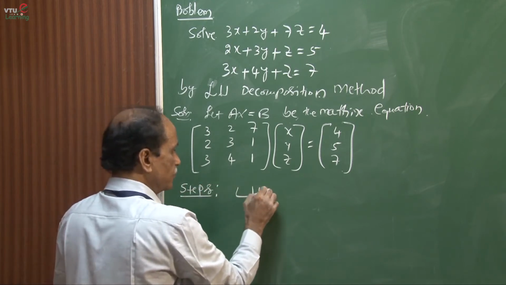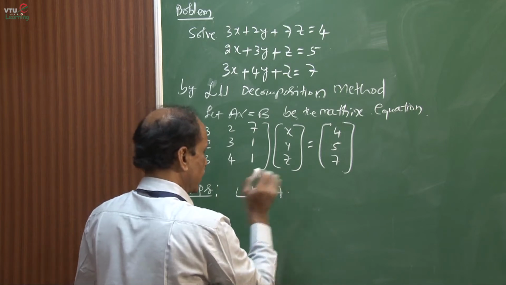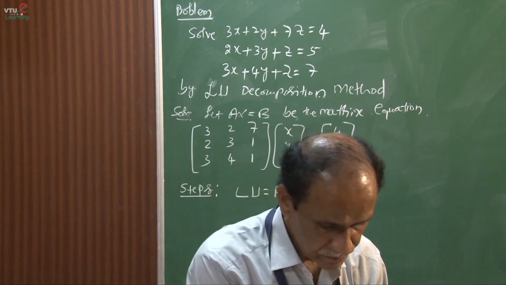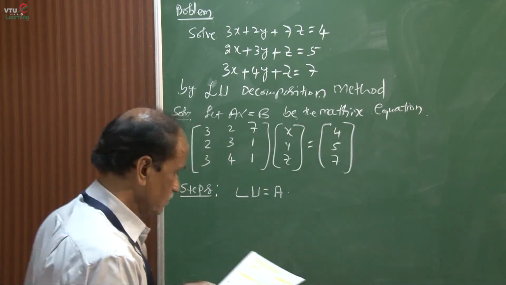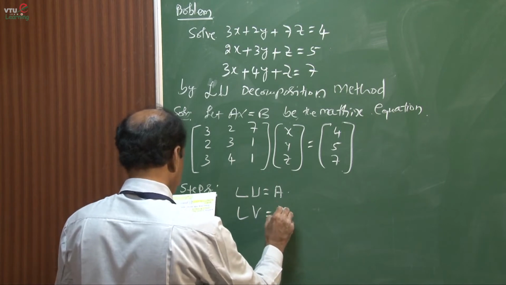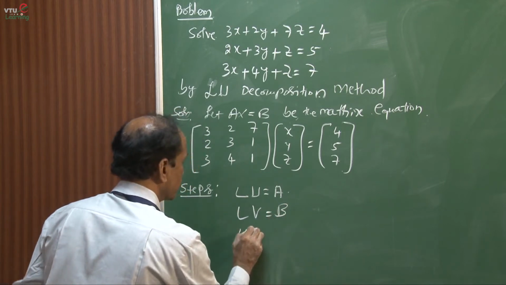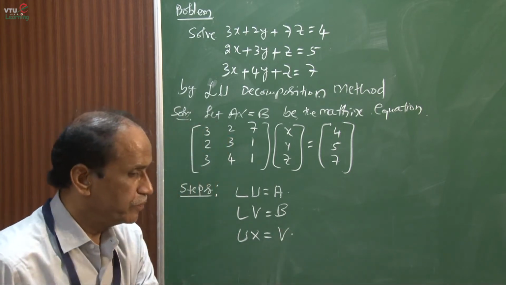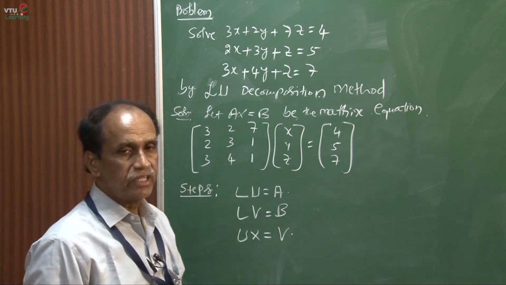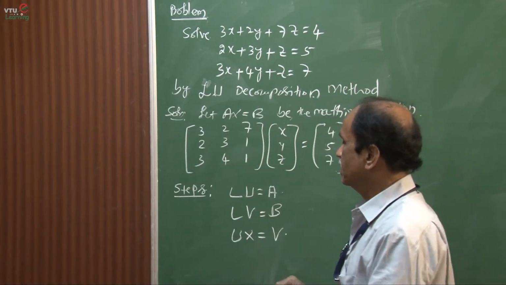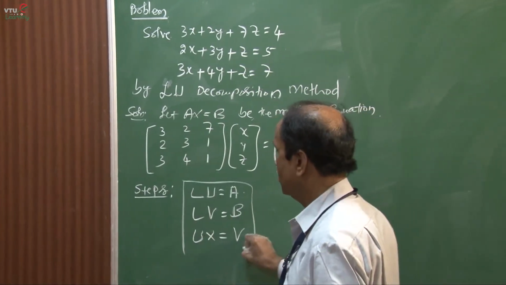First is LU is equal to A. Next step is L into V is equal to B. Next step is Ux is equal to V. These 3 steps only will give you the calculation. This is a shortcut method normally we used to follow.